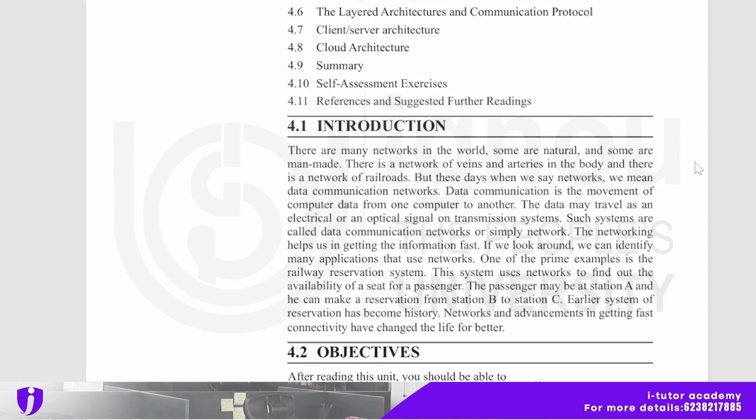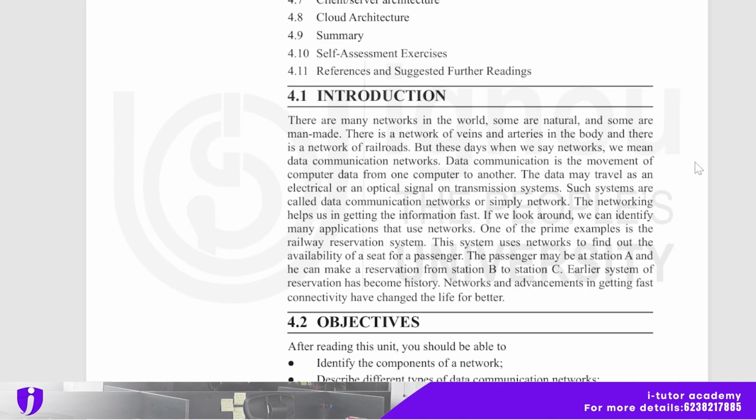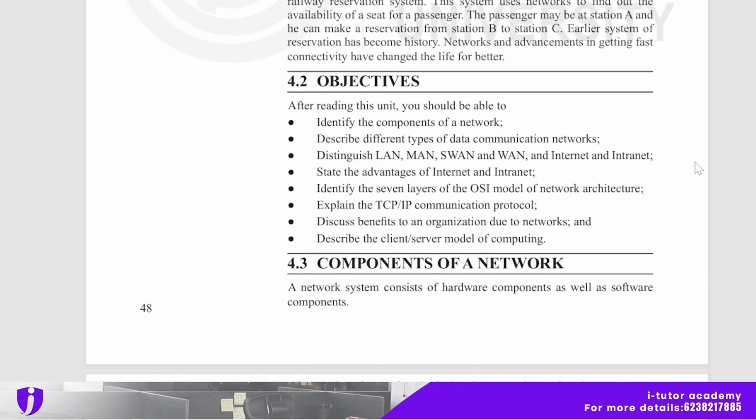Networking helps us in getting information fast, and if we look around, we can identify many applications that use networks. One of the prime examples is the railway reservation system, and this system uses networks to find out the availability of a seat for a passenger. The passenger may be at station A and he can make a reservation from, say, station B to station C. So the earlier system of reservation has become history, and networks and advancement in fast connectivity have changed life for the better. So what are the objectives of this chapter?